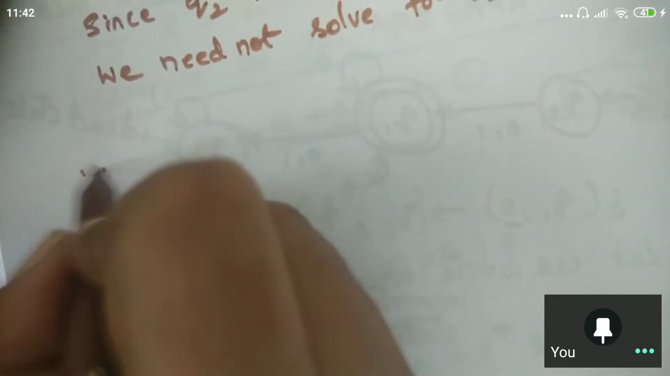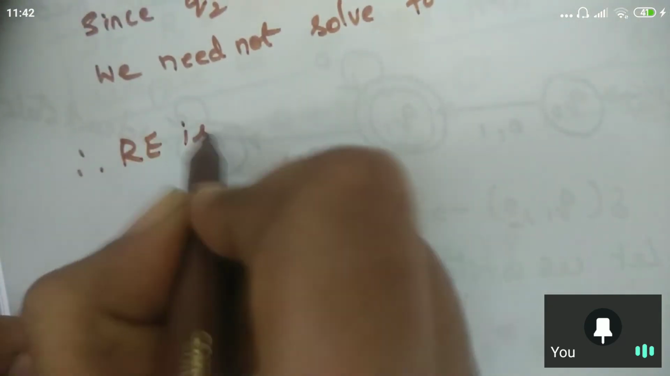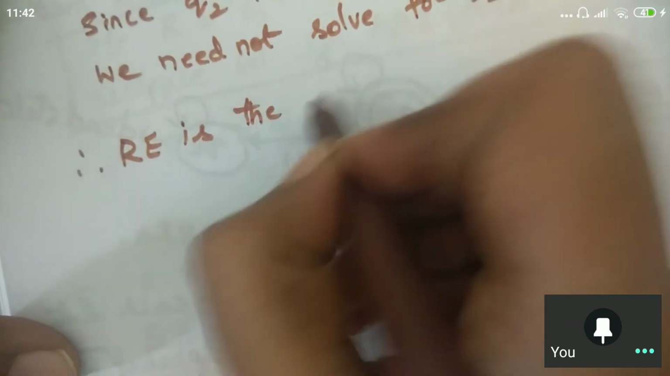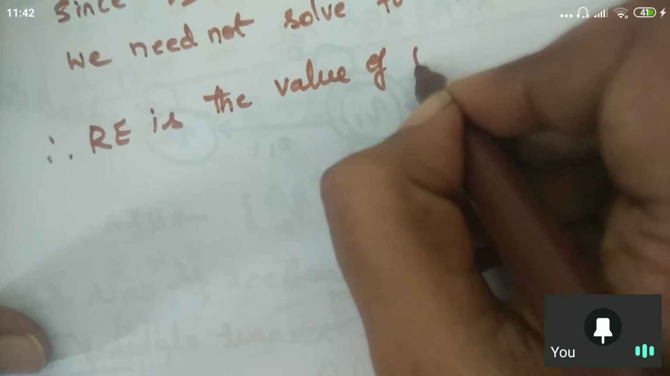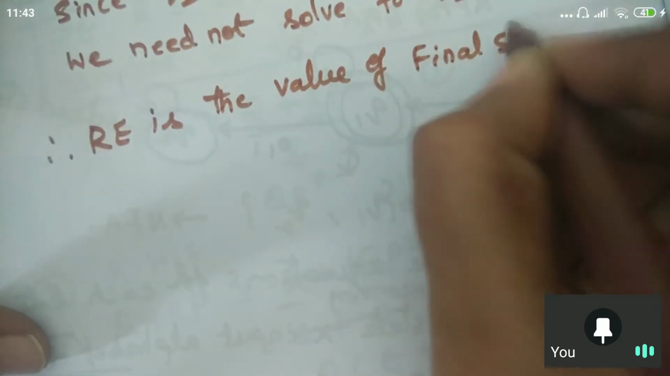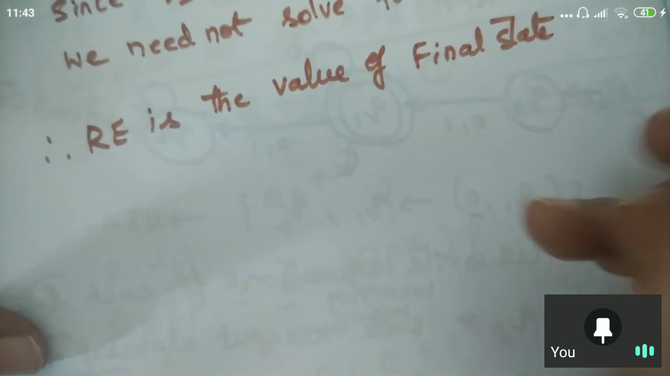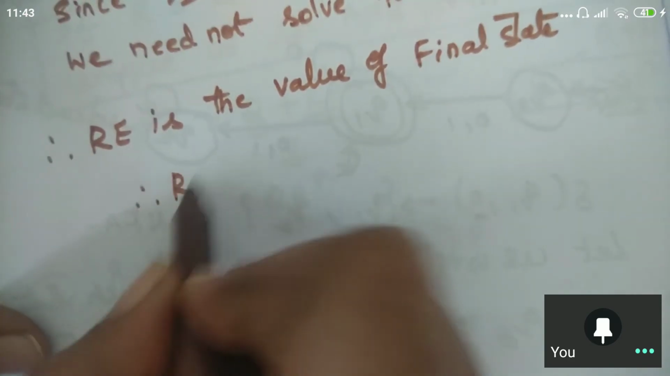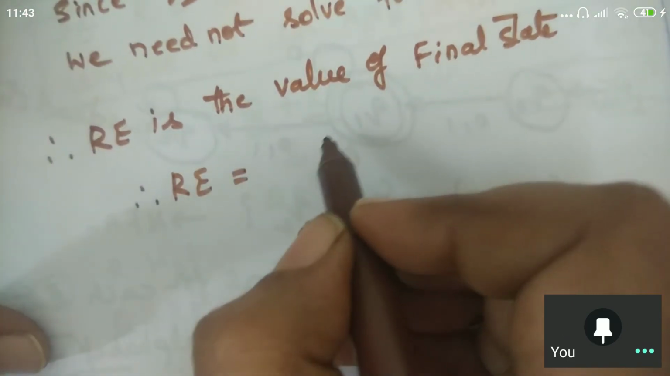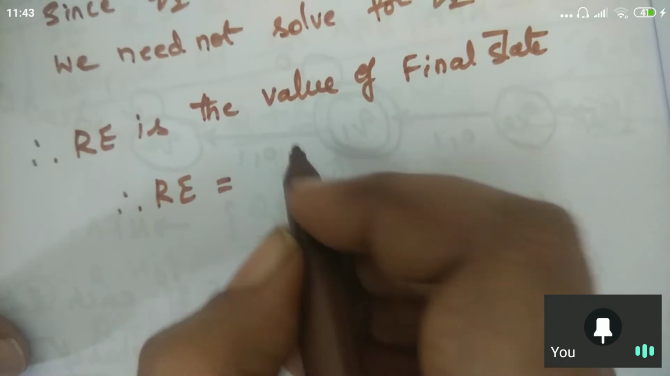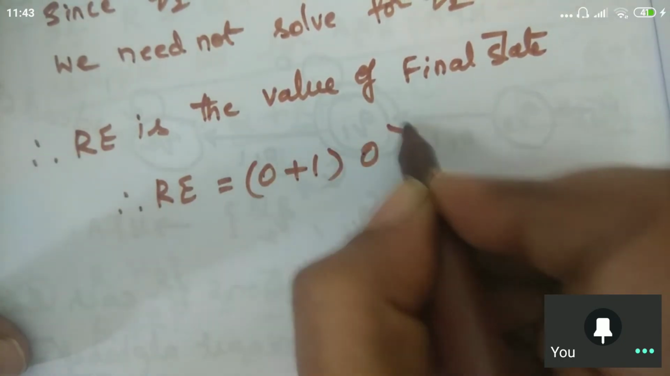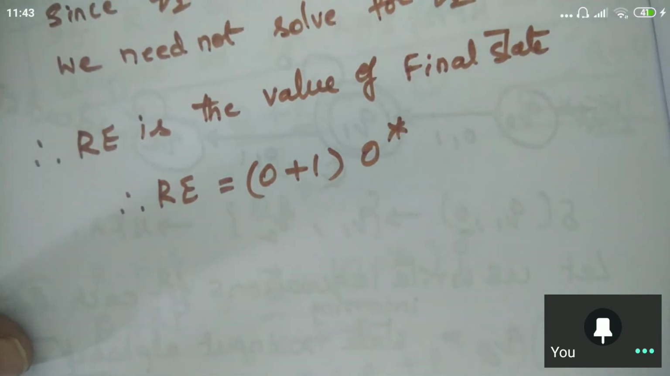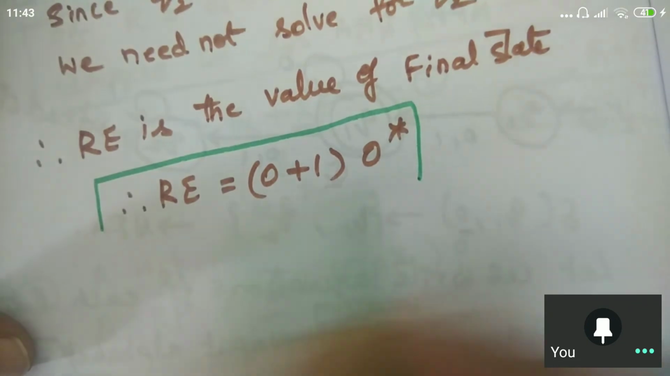So therefore the regular expression is the value of the final state. This you should always remember, whatever is the value of the final state, that is the resultant regular expression. So therefore our regular expression is the value that is obtained at final state q1, which is 0 plus 1, 0 whole star. So this is our final regular expression. Is it clear? Will you solve one problem now?